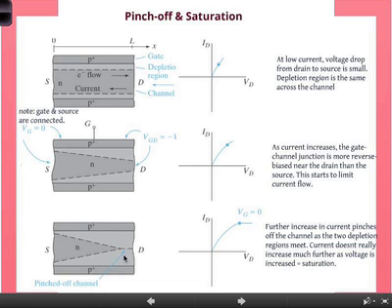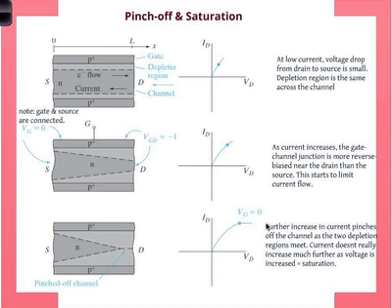Beyond that, you cannot decrease or increase the current anymore. In other words, the current saturates. So you can increase the drain to source voltage, but the current does not change, flat in the ideal case. So the basic principle is this.